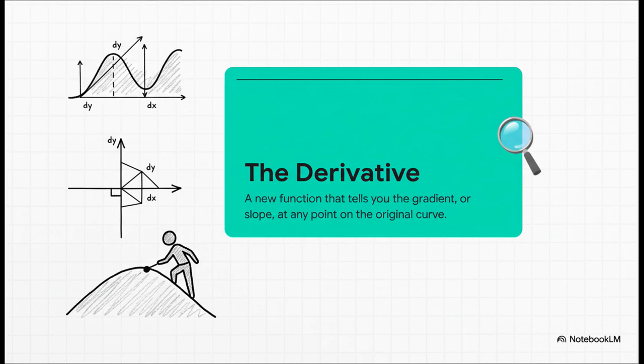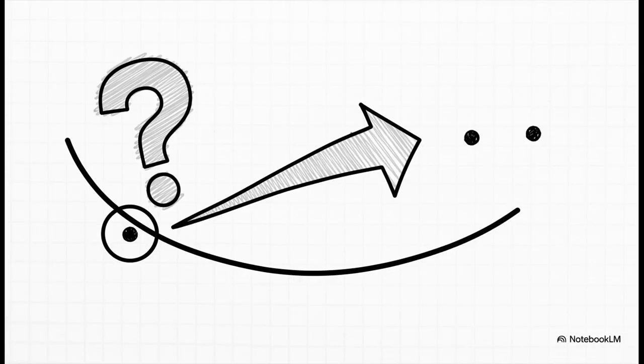Well, the solution is just an incredible invention. It's called the derivative. You can think of the derivative as a brand new function whose only job is to be a slope finder for the original curve. You'll often see it written as dy over dx, which is just a fancy way of saying a tiny little change in y for a tiny little change in x.